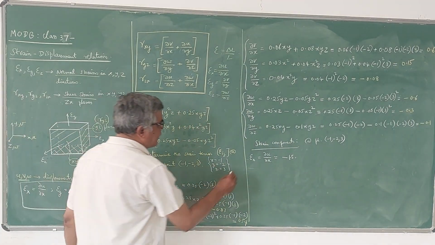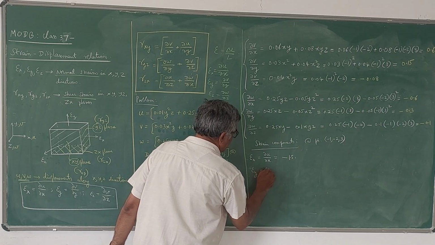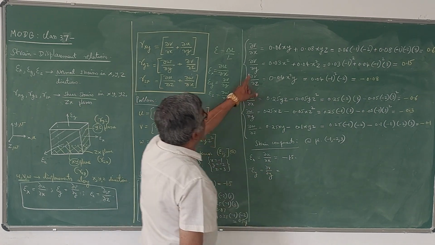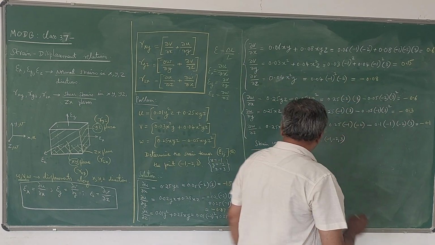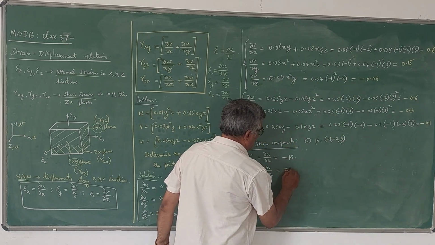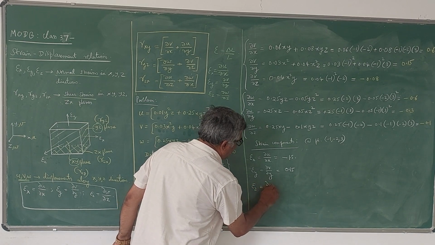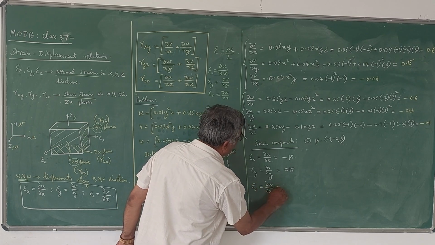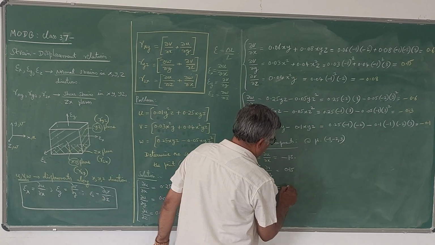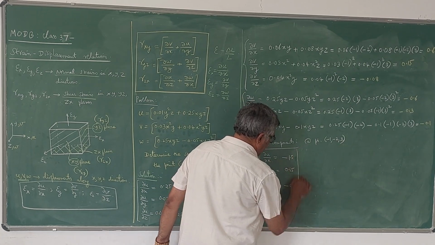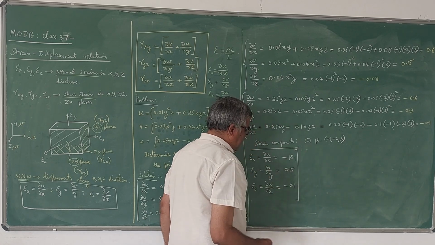Dou v by dou y is epsilon y. Dou v by dou y you are going to get here, it is 0.15. And then epsilon z is dou w by dou z, which is the last value, which is minus 0.1. So these three are the normal strain components.